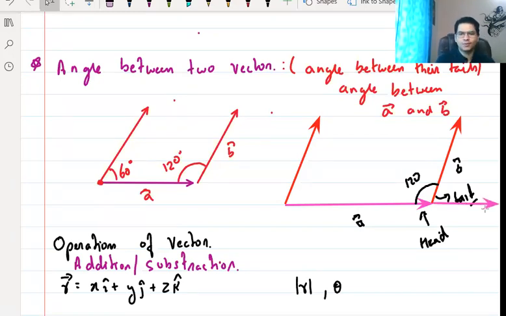अब समझ में आ गया सबको प्रशस्ति? Clear now? Yes, sir. So I can say, sir, this angle is the angle between vectors or this angle, है ना? ठीक है?